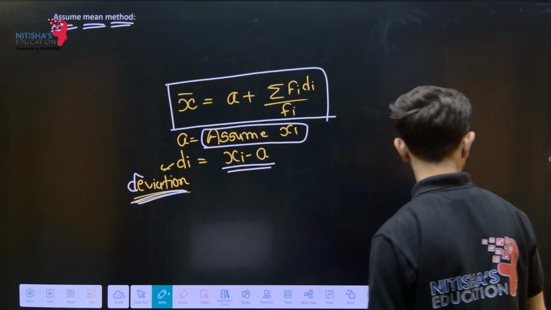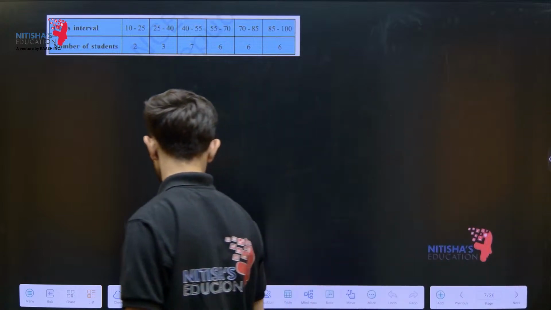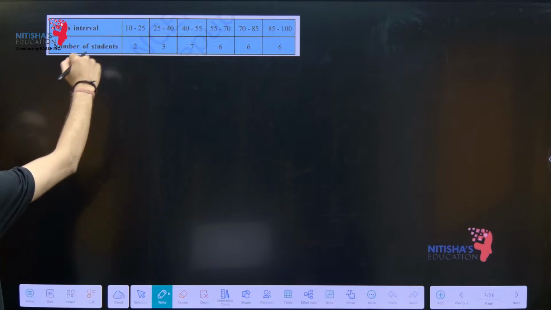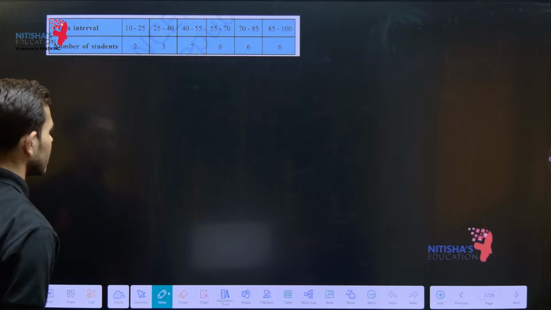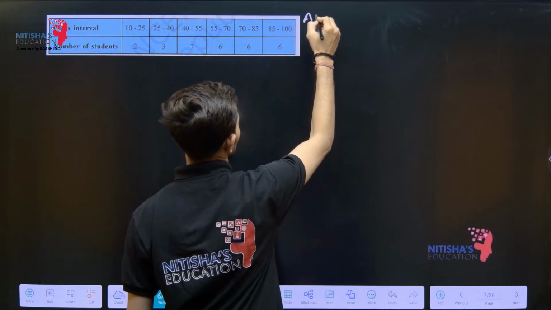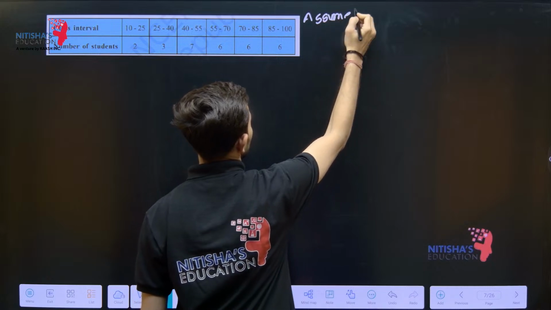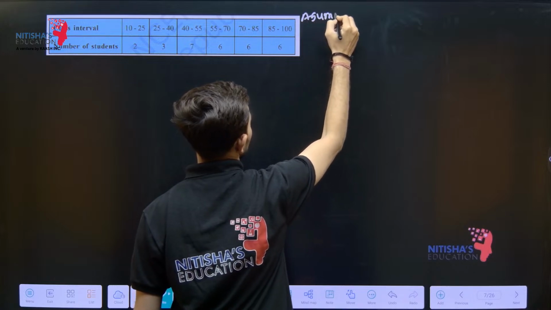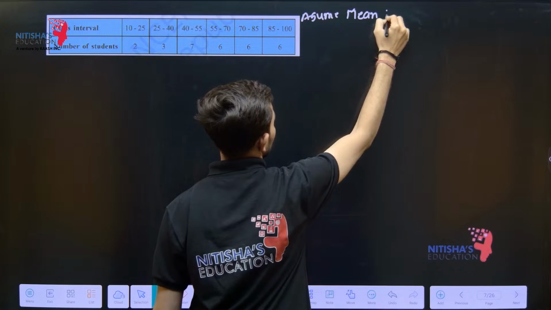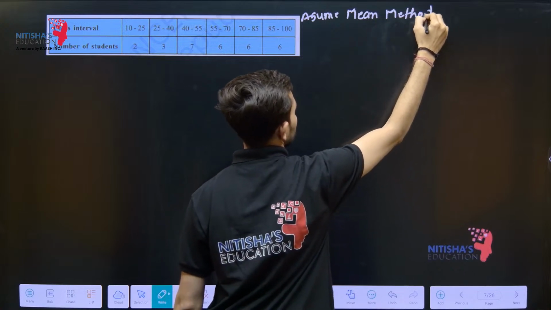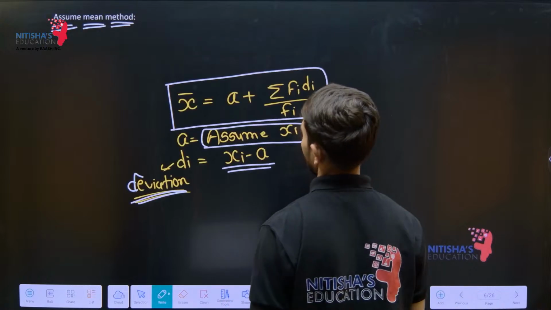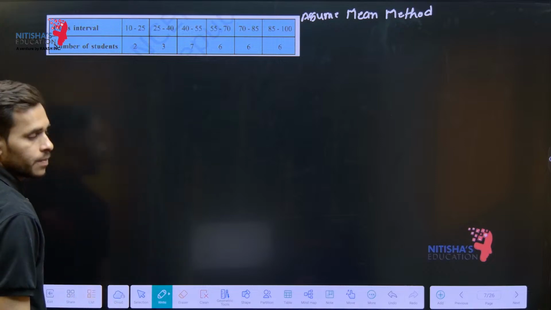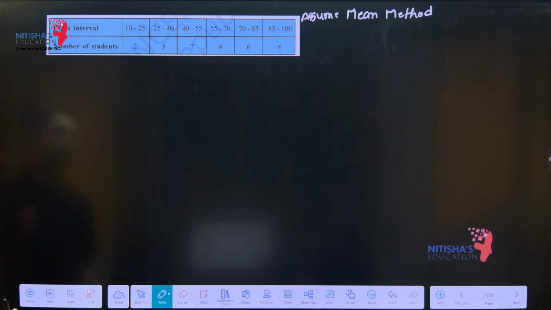So you will get to know how we can solve it. We have to solve this by the assumed mean method. Done? Okay. So first we have to plot a table.